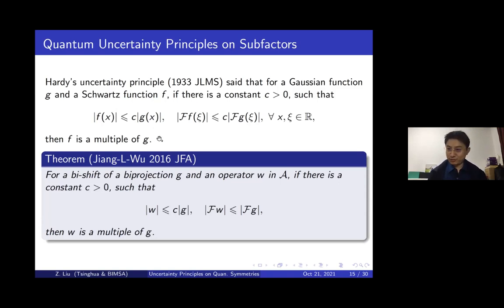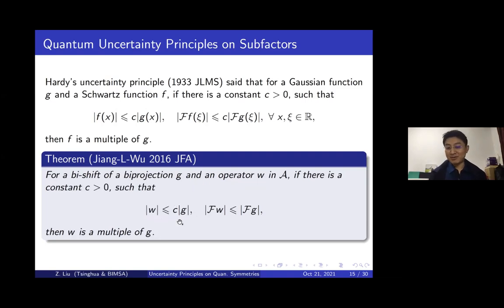And this is true for quantum symmetries. To set up this inequality for quantum symmetries, we need to say what a Gaussian function is. This is even non-trivial for locally compact groups. Here, the analog is the following. We know the Gaussian functions are the minimizers of the Hirschman-Beckner uncertainty principle, so we take those minimizers to be the analog of Gaussian functions. For subfactors, that's the Bisch-Jones projection. So we take this minimizer G, and then we take another operator. We have the following result.